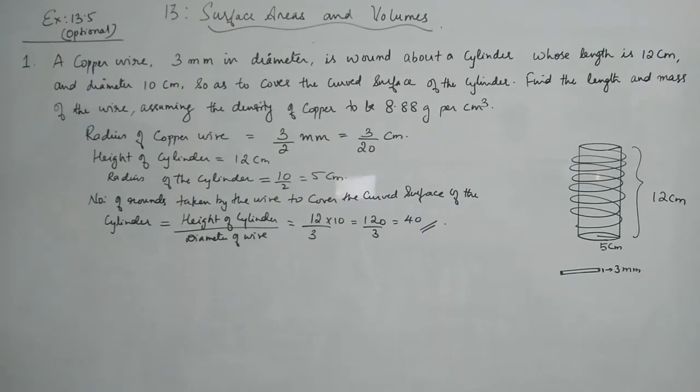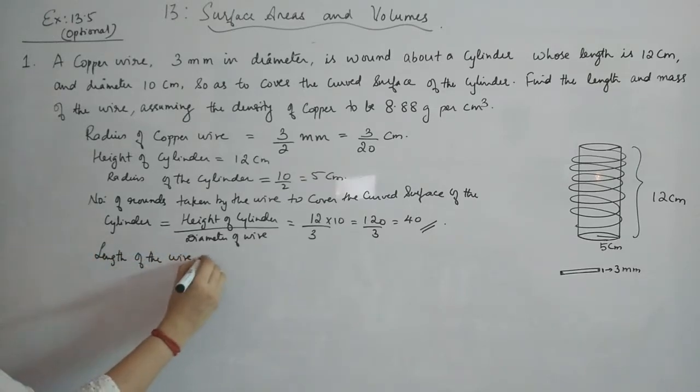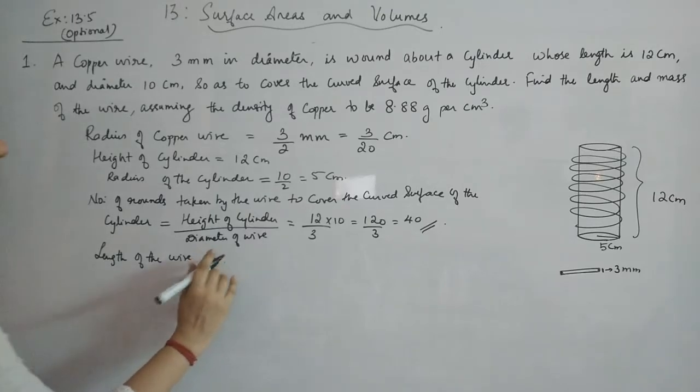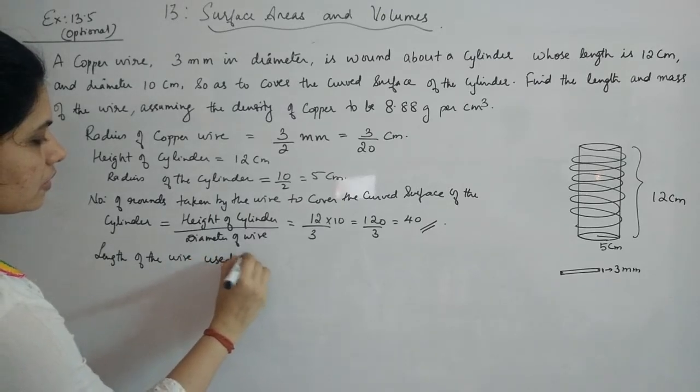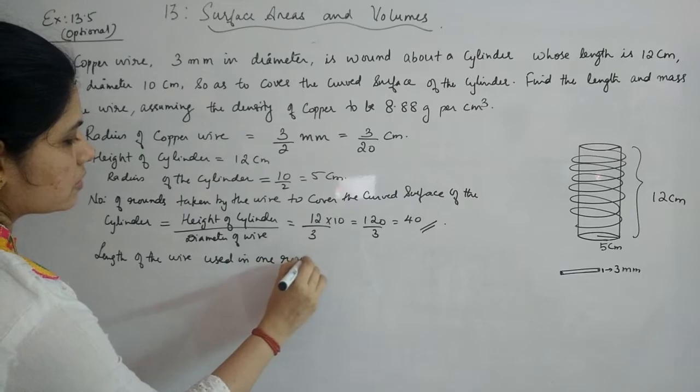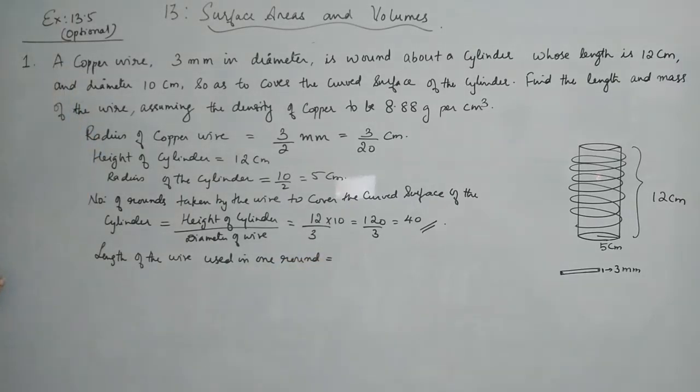Now we have to find out the length of the wire used in one round. For one round, one rotation, how much wire will be required? The length of the wire used in one round will be, actually, the circumference of that cylinder. So it is 2 pi r.